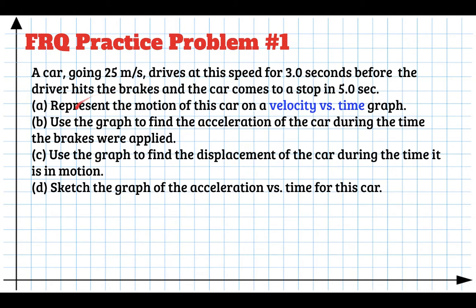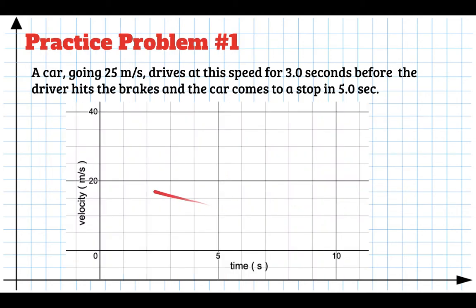So we want to do 4 things. We want to represent this motion on a velocity versus time graph. We're going to use the graph to find the acceleration. We're going to use the graph to find the displacement. And we're going to try to sketch a graph of the acceleration versus time. Okay? So here's the first question. Sketch a graph of the velocity versus time. So pause the video for a second. Maybe sketch this on a piece of paper and see if you can draw what the velocity versus time graph looks like.